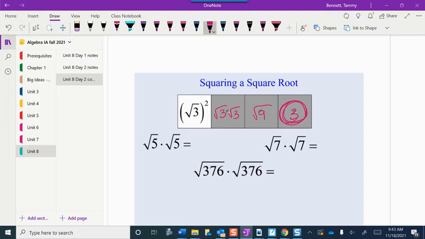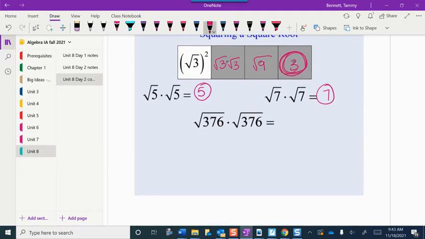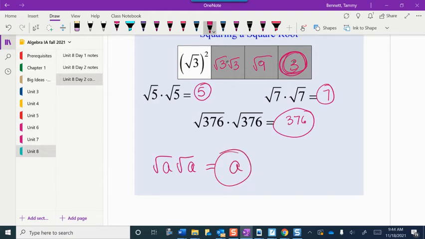So square root of 5 times the square root of 5 will just give you 5. Square root of 7 times the square root of 7 will be 7. Square root of 376 times square root of 376 will be 376. So if I have the square root of a times the square root of a, I will always get a.